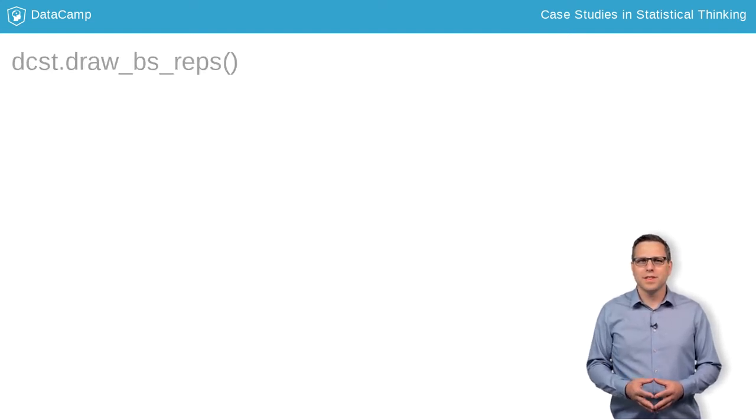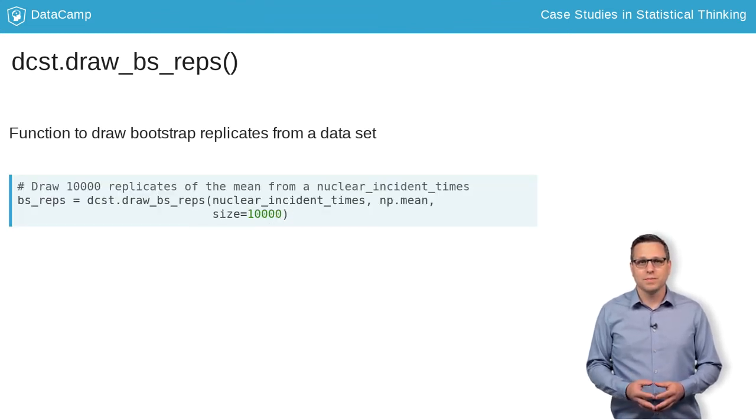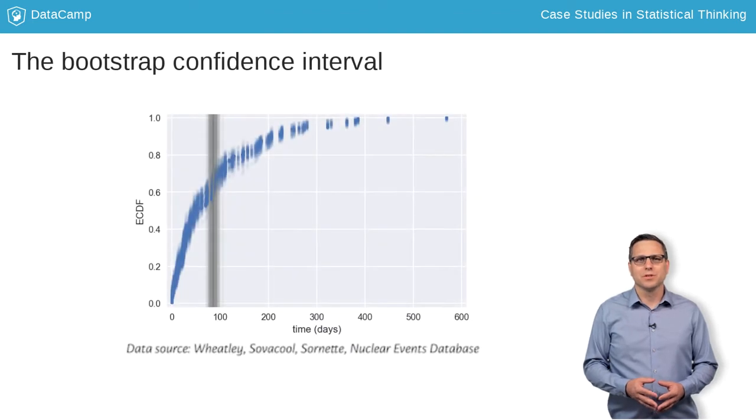The DCStatThink module has a function to compute bootstrap replicates from a dataset. For example, you can use it to draw 10,000 replicates of the mean from a dataset. In looking at the plot of the replicates, shown by the vertical gray lines, we see that the replicates lie somewhere between about 70 and 100 days. This is roughly the bootstrap confidence interval of the mean inter-incident time.